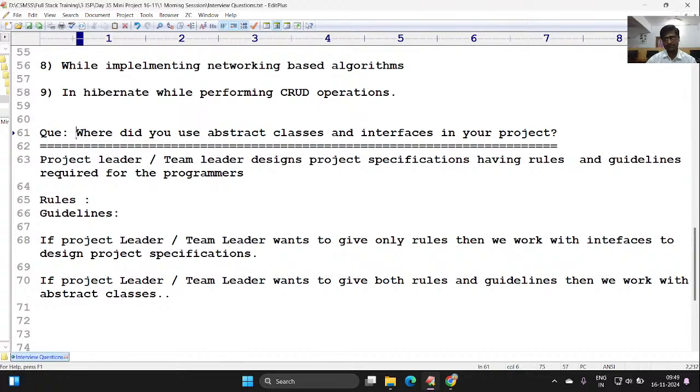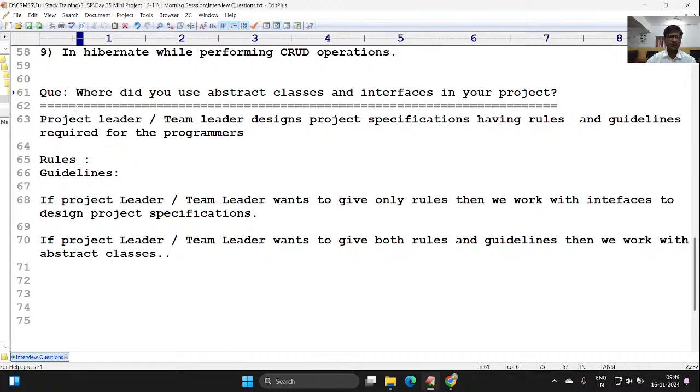Let's see one more interview question. That is, where did you use abstract classes and interfaces in your project? Okay. So generally, you can say, sir, while working with JDBC, servlets, and JSPs, I use a number of classes and interfaces internally, like Connection.